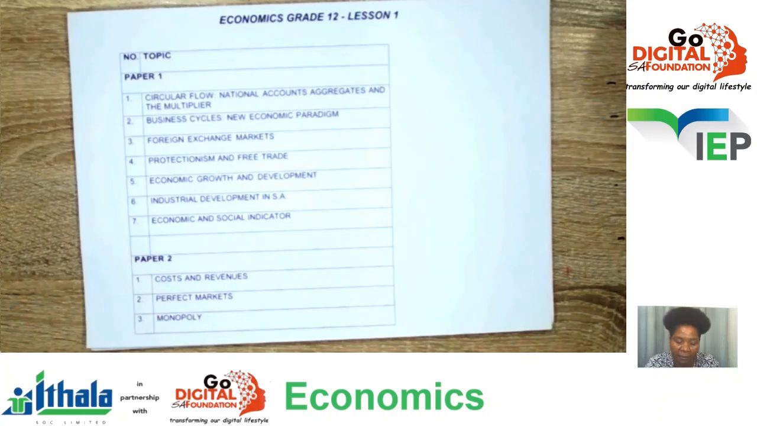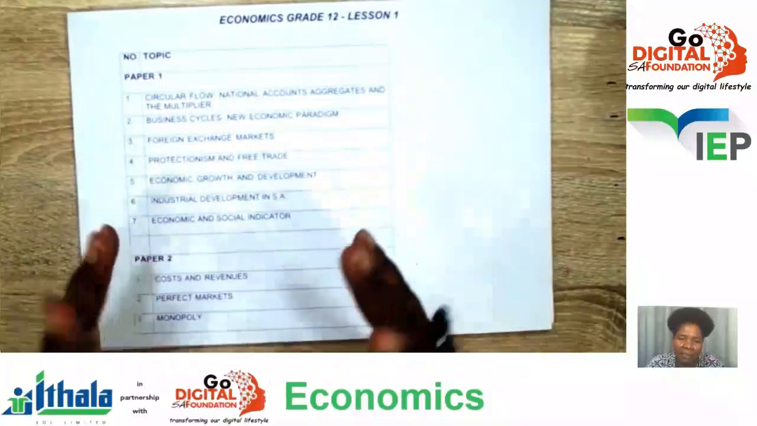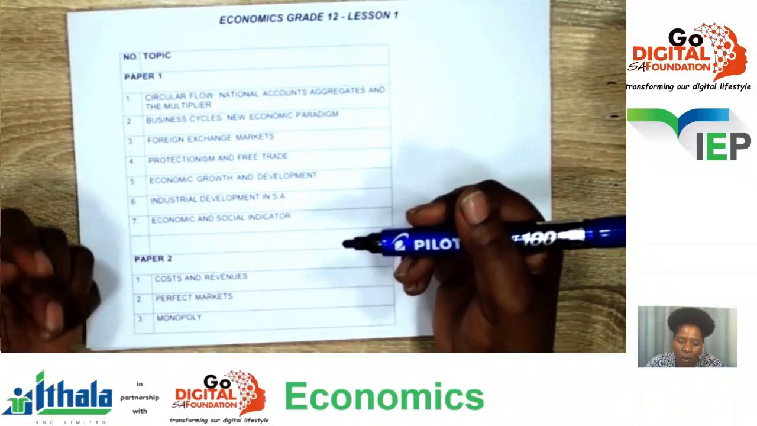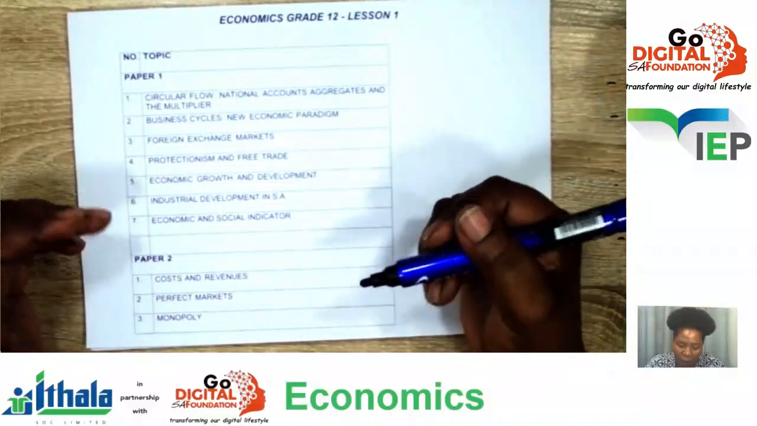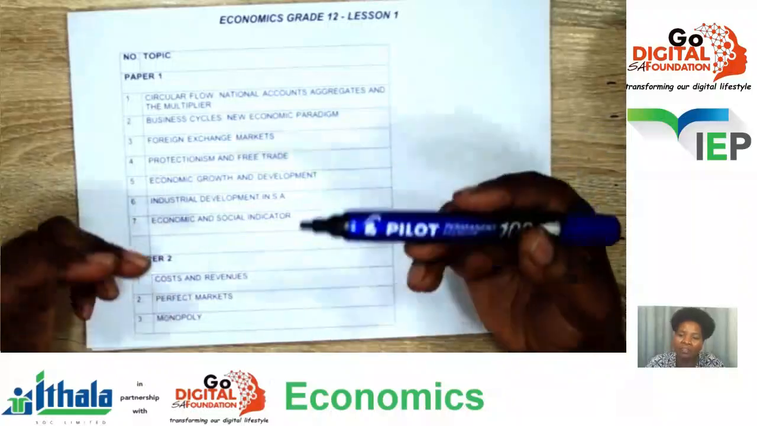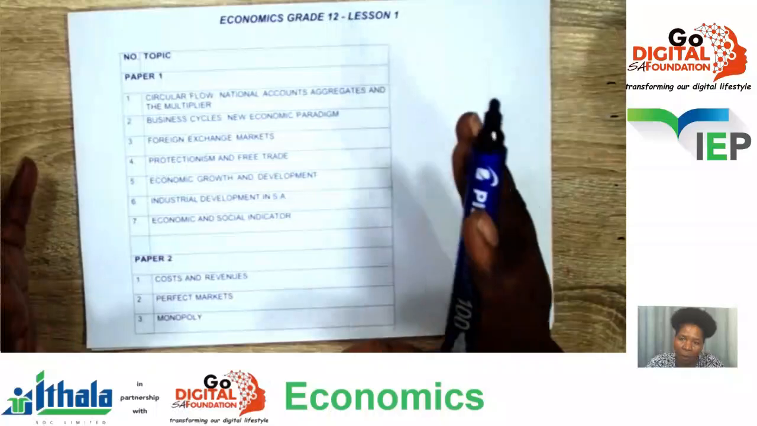You will realize that whatever we're going to talk about, it does interact. The work that you did in term 1, you'll also find it towards the end. For instance, when we talk about the industrial development, we are addressing what we were talking about in the business cycle. That's for paper 1.